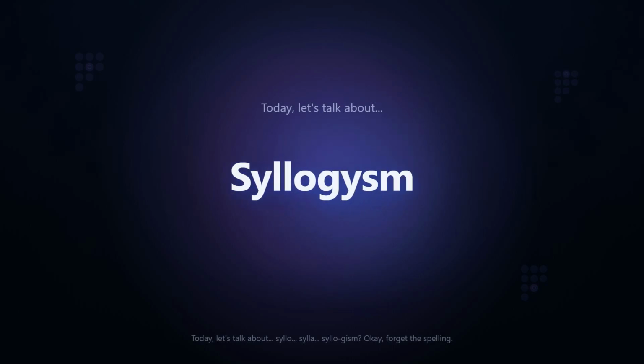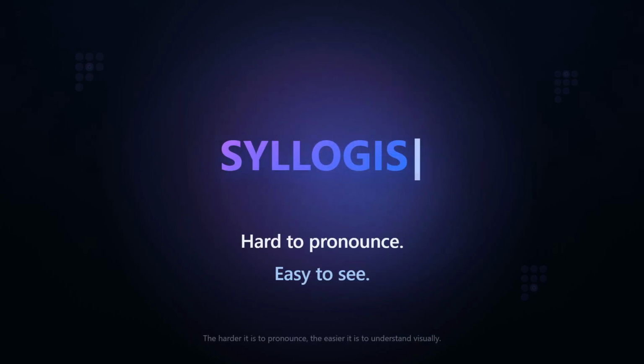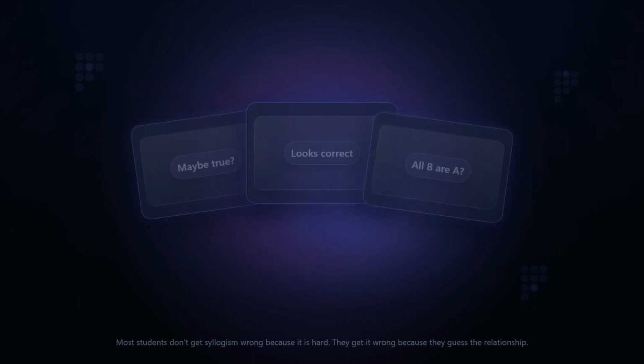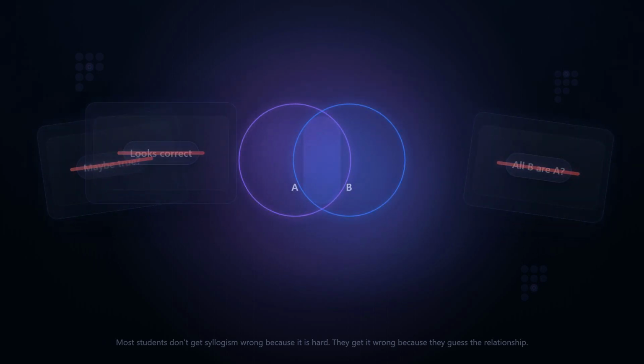Today, let's talk about syllogism. Okay, forget the spelling. The harder it is to pronounce, the easier it is to understand visually. Most students don't get syllogism wrong because it is hard. They get it wrong because they start guessing the relations directly.